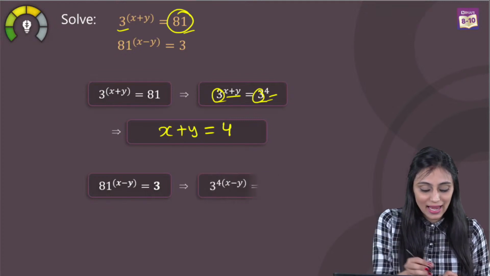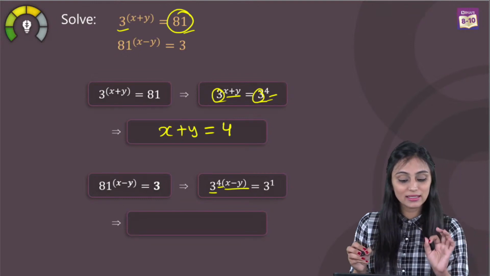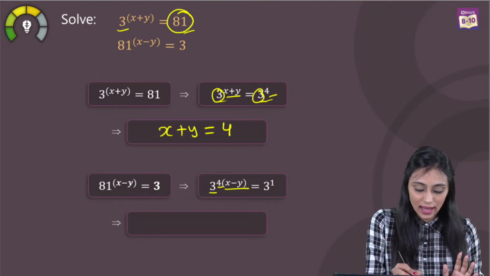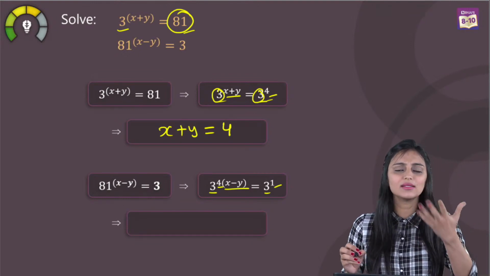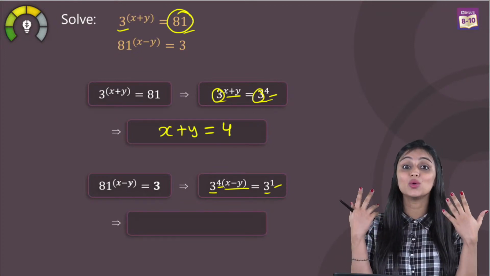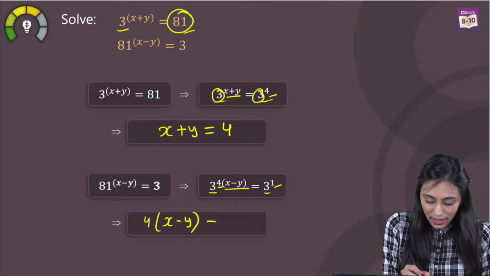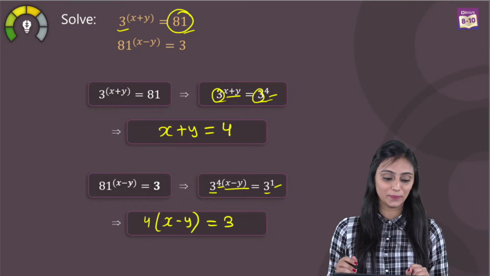So what I can do is, I can write this 81 as 3 to the power 4. In the bracket we write x minus y as it is, and here we have got 3. Nothing is in the power, that means it has power 1. Now the bases are the same, so again I'm going to equate these exponents. So we have got 4 times x minus y is equal to 3 over here, right?